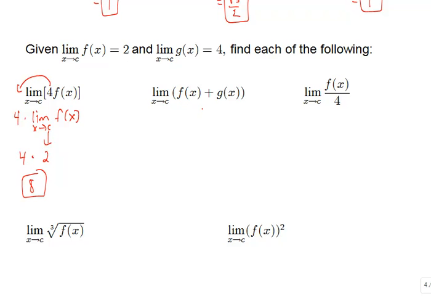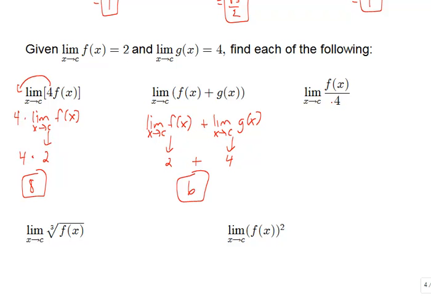The next one here is our sum law. The limit of a sum is the sum of the limits. So this is going to become the limit of just the f plus the limit of just the g. And f in the limit goes to 2, g in the limit goes to 4, so the sum of those two things will be 6. Okay, the next one is a quotient.